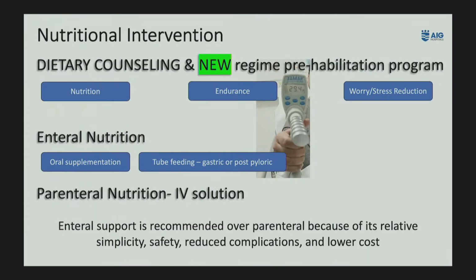And when you compare enteral nutrition and parenteral nutrition, there have been many studies, and the most important ones are the CALORIES study and also the NUTRIREA study. Both of them showed that there is no significant difference when you compare the enteral or parenteral route. Enteral support wherever feasible is recommended over parenteral because of its relative simplicity, safety, reduced complications, and lower cost.